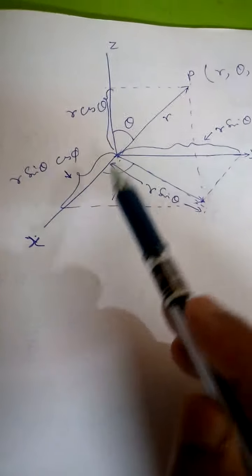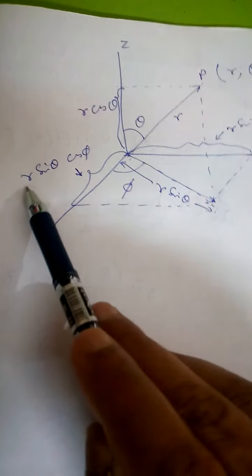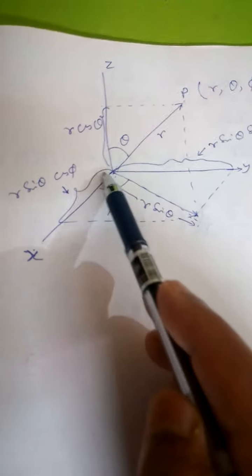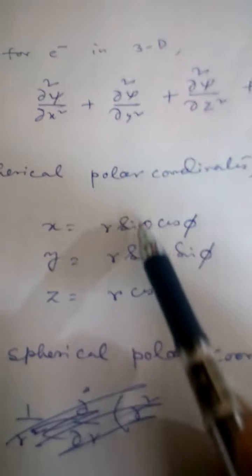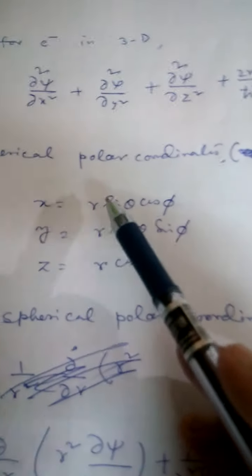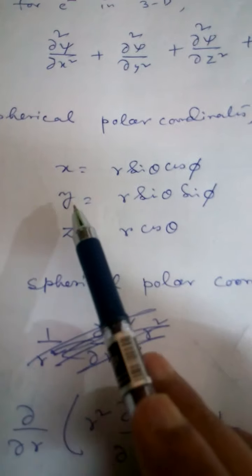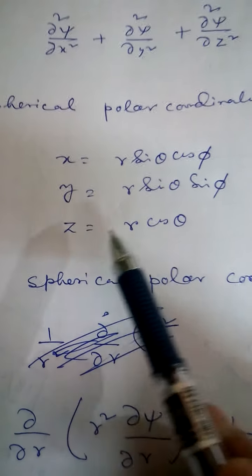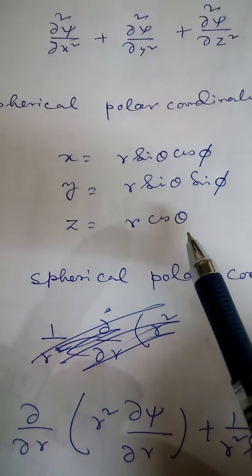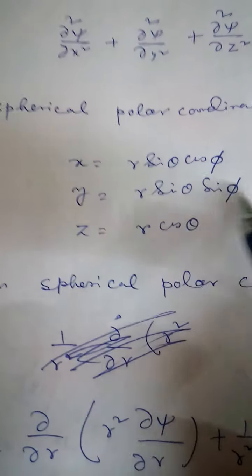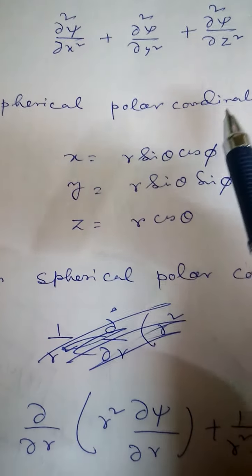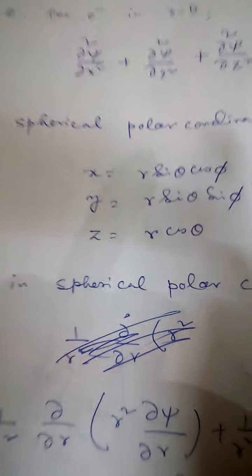So we can write x equals r sin theta cos phi, y equals r sin theta sin phi, and z equals r cos theta. It is written over here. This is referred to as the transformation equation. This is the relation between the Cartesian coordinate system and the spherical polar coordinate system.